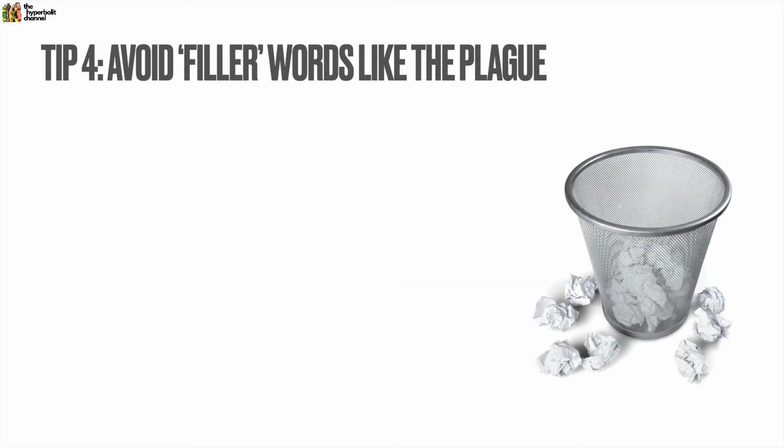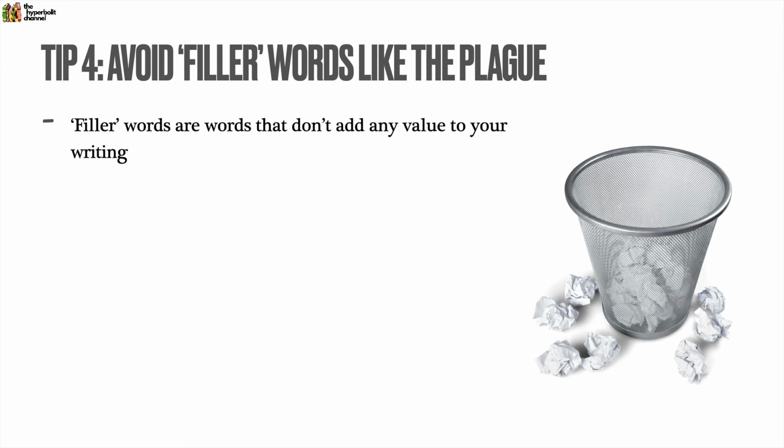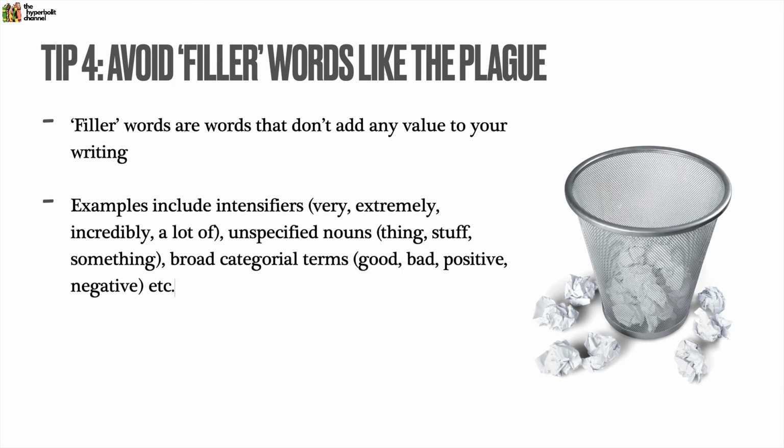And tip 4 is to avoid filler words like the plague, right? So filler words are words that don't actually add any value to your writing. Examples of those would include intensifiers, like very, extremely, incredibly, a lot of, unspecified nouns, such as thing, stuff, something, or broad categorical terms like good, bad, positive, negative, etc. You can always find a more specific adjective for good, bad, positive, negative, okay?